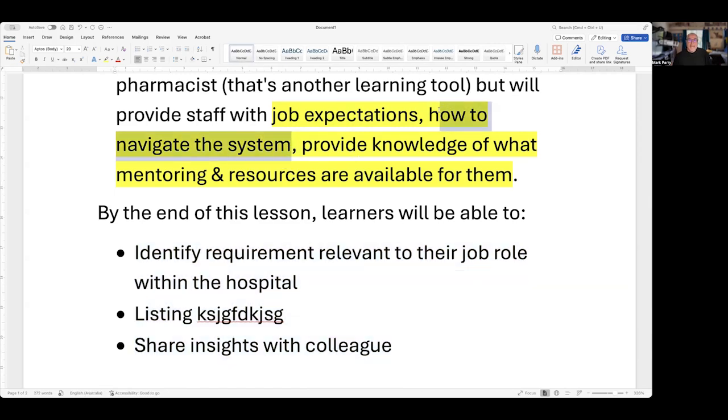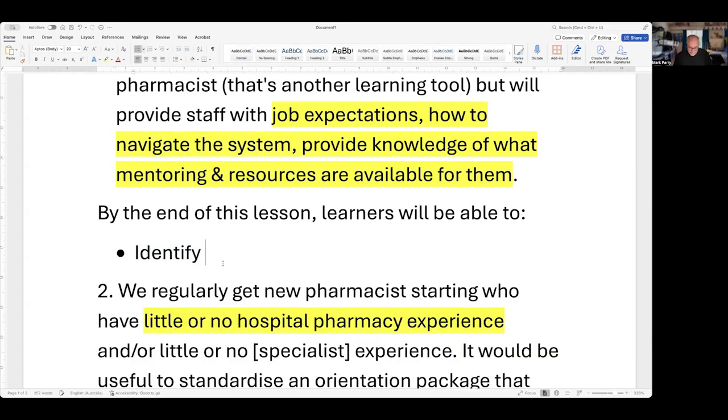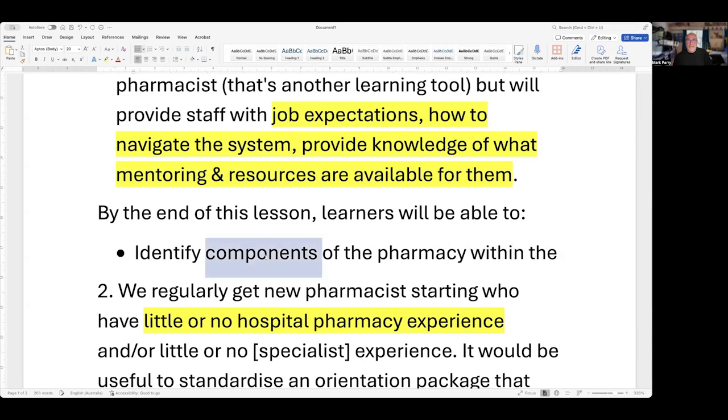How to navigate the system. I'm assuming that means the hospital system. It could be the pharmacy system, could be the healthcare system. So with that in mind, just say they're navigating the system. It could be identify components of the pharmacy. Components doesn't feel like it's the right word, but it's the bits and pieces maybe.